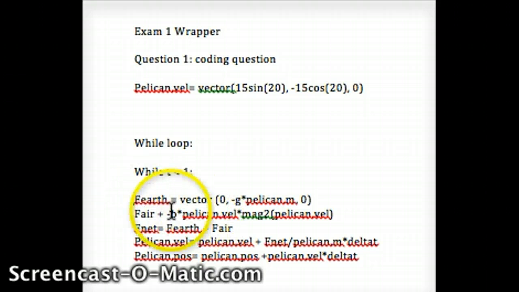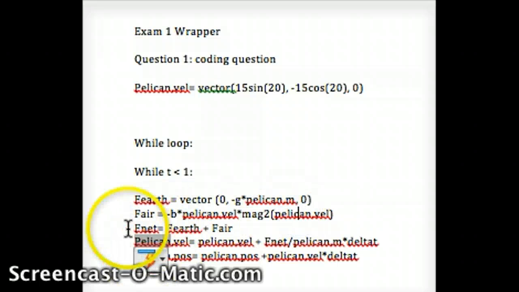So right here we define Fearth as the vector, and then in parentheses 0, negative g times pelican.m, which is pelican mass, and then 0. And above this while loop, we have defined what g stands for, so we don't need to do that. Fair now, Fair is equal to negative b times the pelican's velocity times its magnitude squared times the velocity. For this one, again, the b constant, the proportionality constant, is defined earlier, so we don't need to do that.